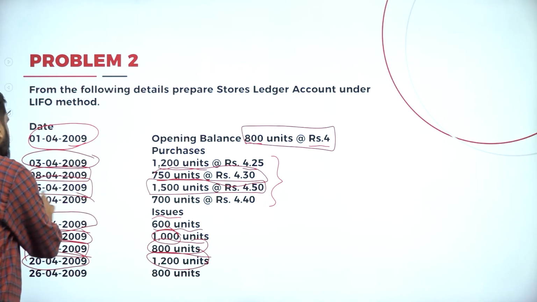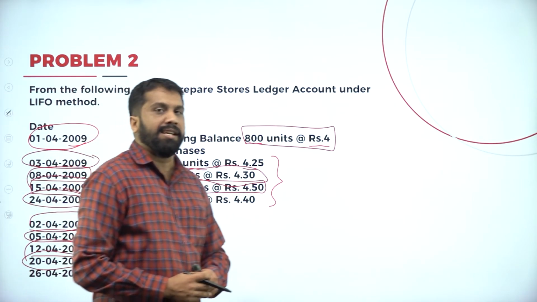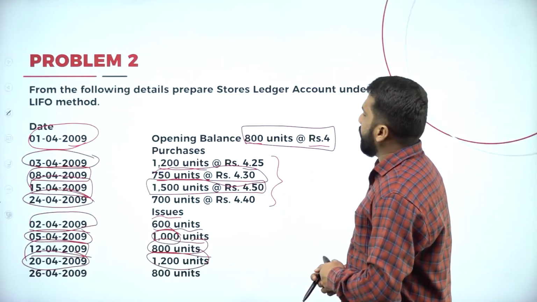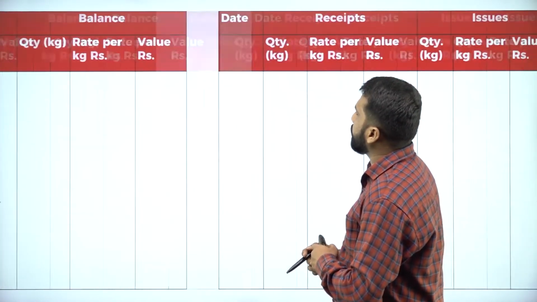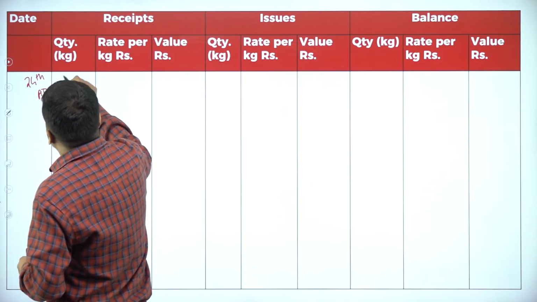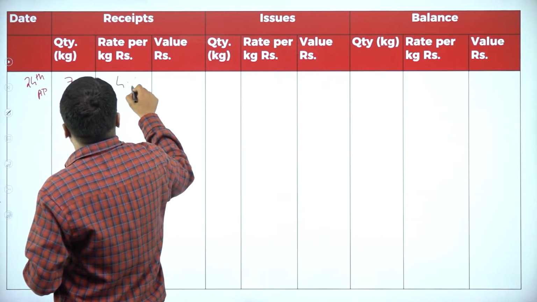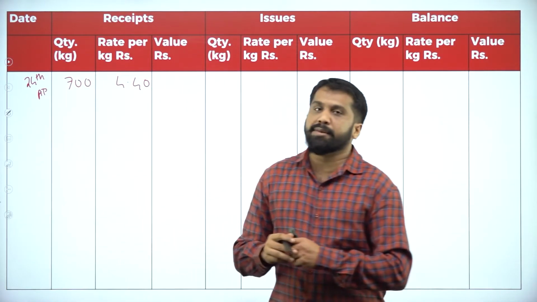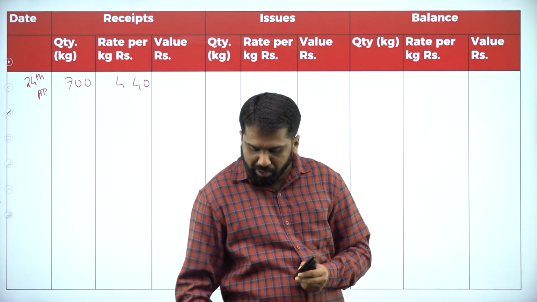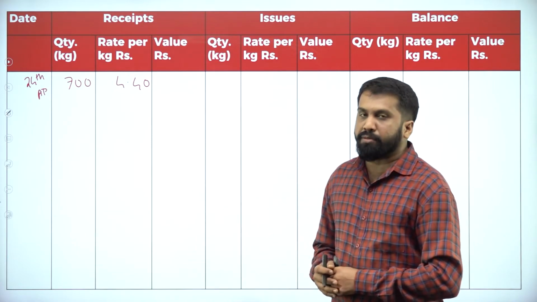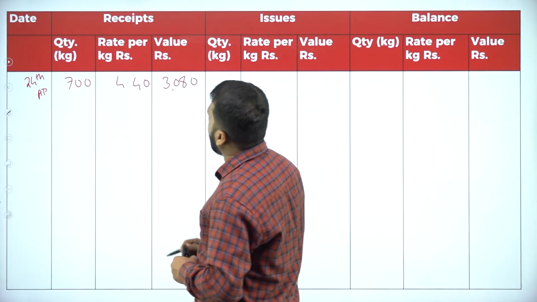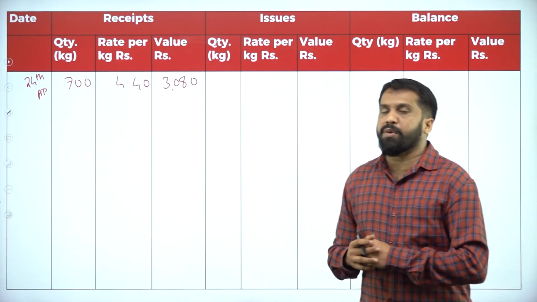Now, your 20th April is done. Now it will be 24th April. We have purchased 700 units. So 24th April, 700 units at 4.40. Let me calculate this. 700 multiplied with 4.40 comes to 3080. Now, in case of purchases, what should we do?